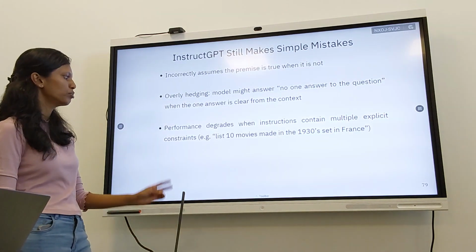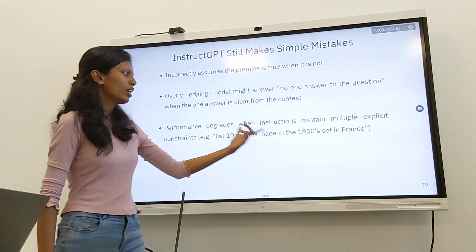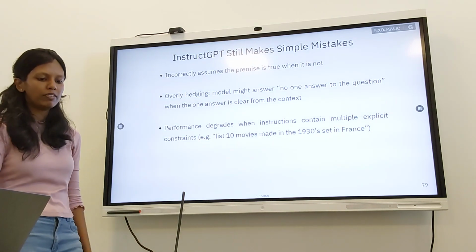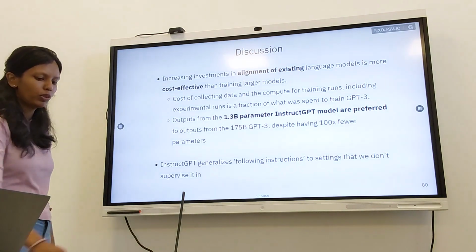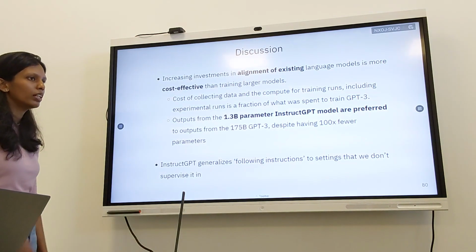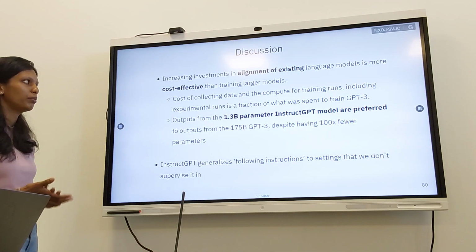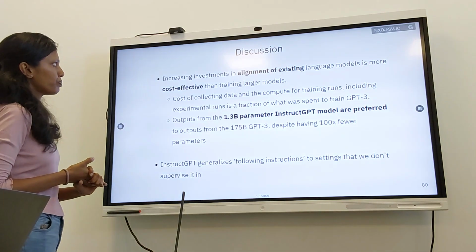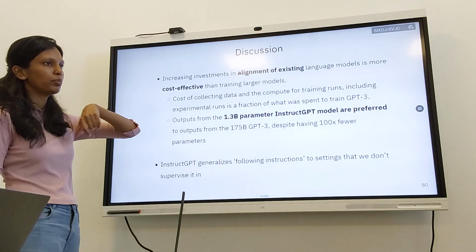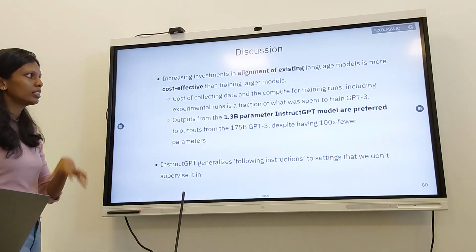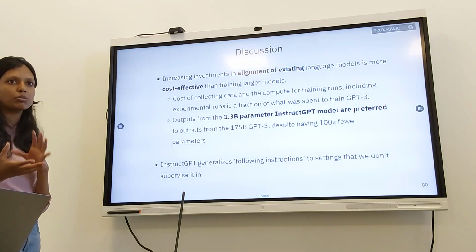And again, they have mentioned that if in the prompt we give too many constraints, InstructGPT won't perform very well. And if we move on to the discussion part, they have mentioned the alignment of the model and also some of the limitations. You can see here they have mentioned that increasing investments in alignment of existing language models is more cost effective than training a larger model.